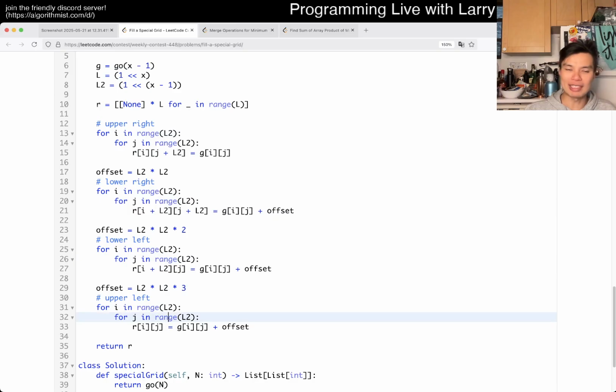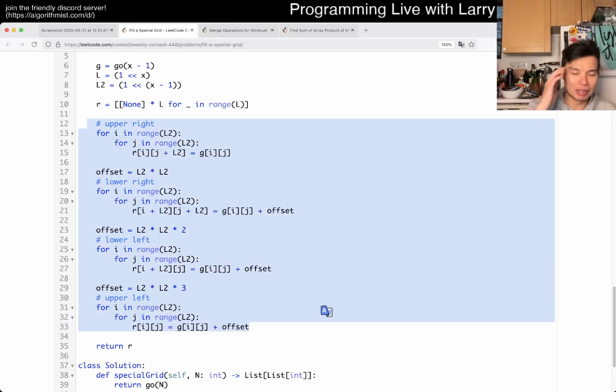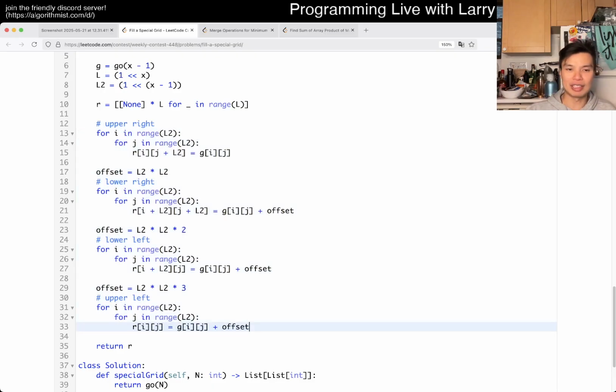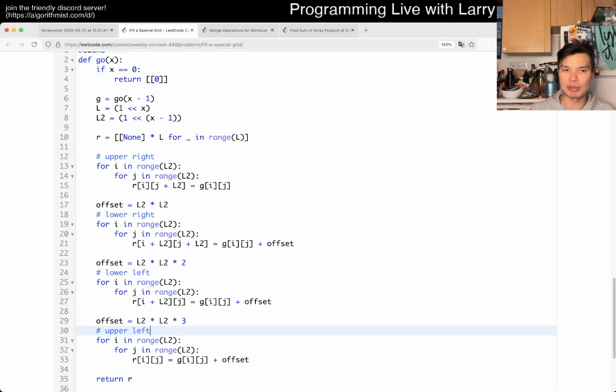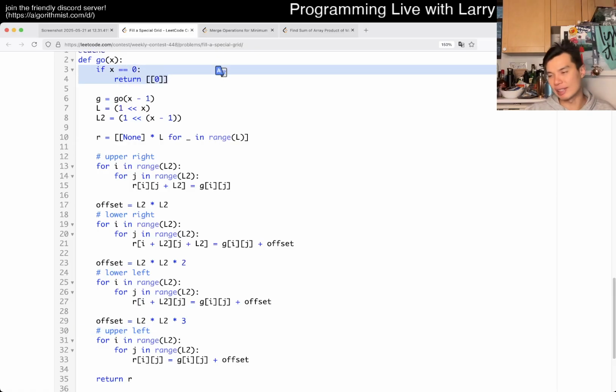You could do this all at the same time, but I just like to write them out because it's a little bit clearer. The offset is there because when you're doing lower left, you have to do it after upper right, so you do them in order by calculating the offset of all the previous numbers, and that's it. Then you repeat for lower left and upper right, and this is basically the recursive function. The base case, of course, is if it has one element, and that is it.